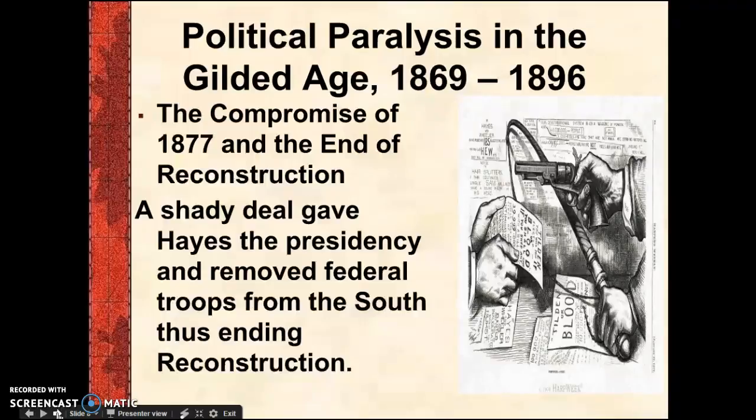Next slide. The next section is entitled The Compromise of 1877 and the End of Reconstruction. A shady deal gave Hayes the presidency and removed federal troops from the South, thus ending Reconstruction. The Democrats and Republicans made a shady deal in 1877 to solve this close election between Hayes and Tilden. The Republicans were given the presidency, and Hayes became president. In return, the Republicans agreed to remove federal troops from the South, thus ending Reconstruction and beginning a new phase in this time in the South.